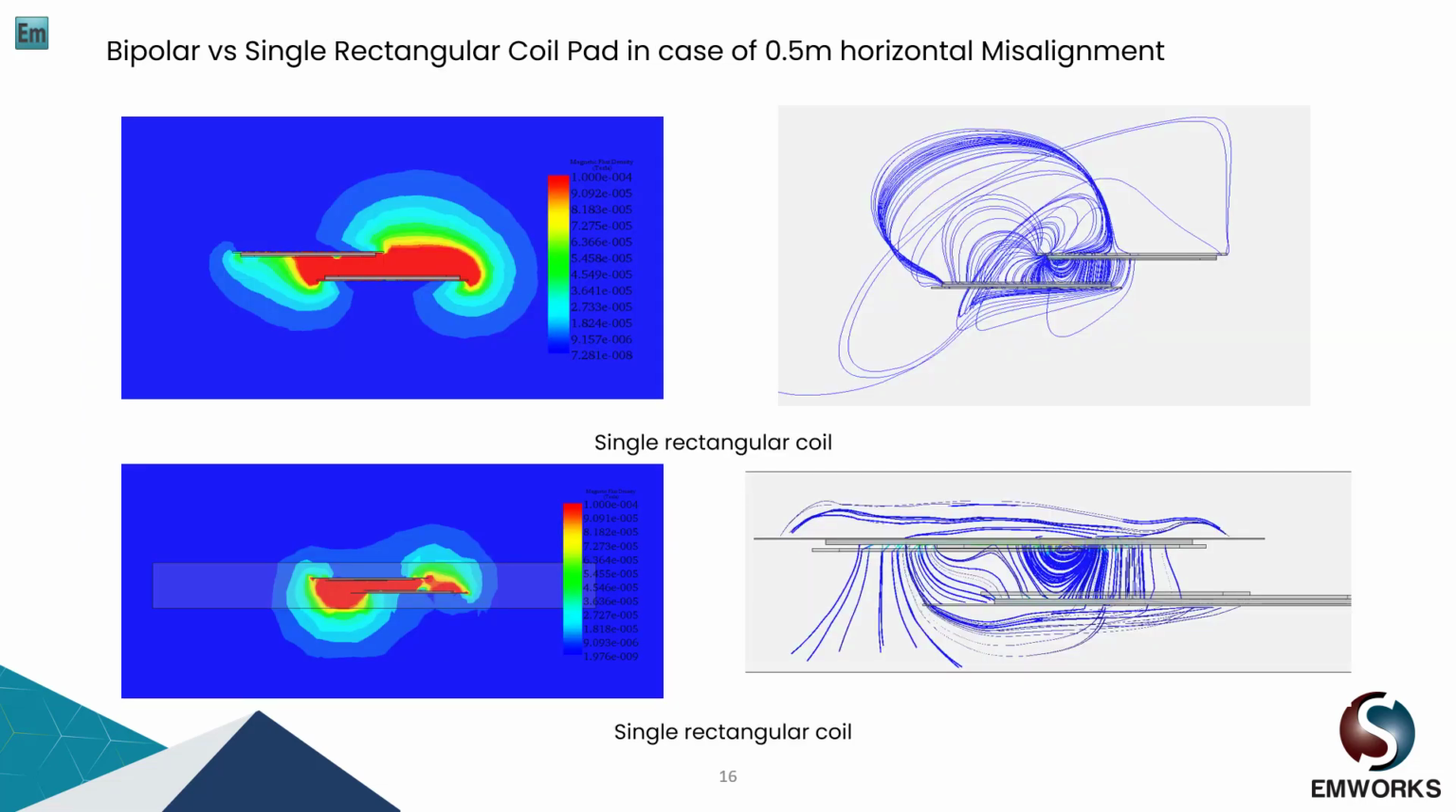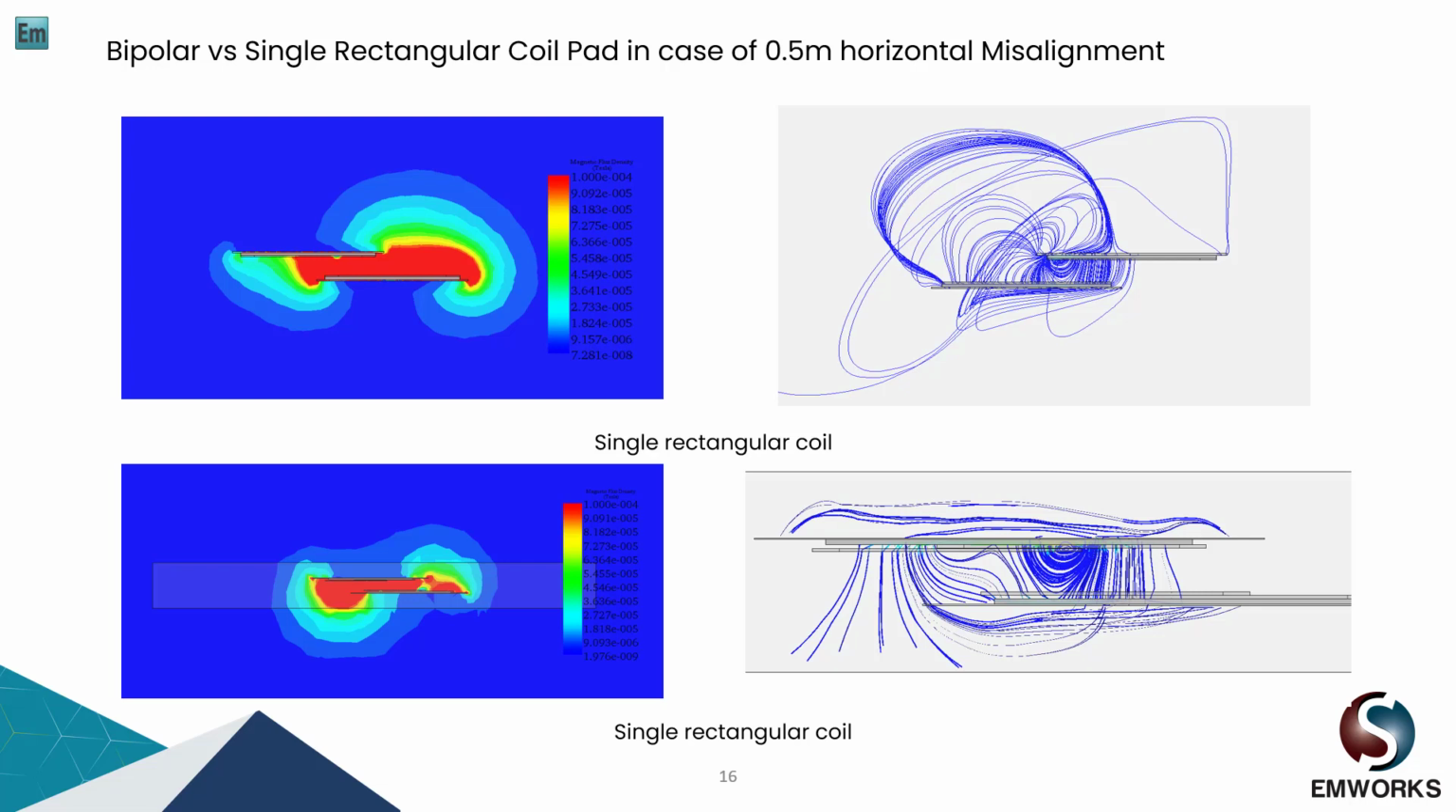So this is another comparison between the bipolar coil and a single rectangular coil at 0.5 meter horizontal misalignment. The comparison is established to show why the coupling coefficient is higher at 0.5 meter for the bipolar coil compared to the single rectangular coil.